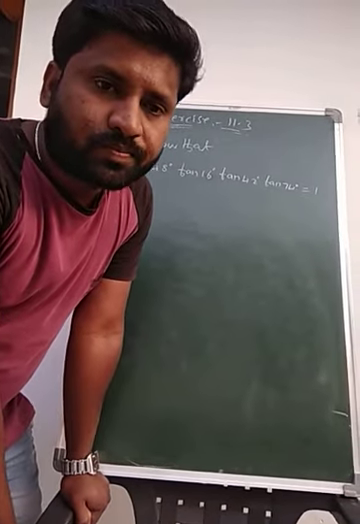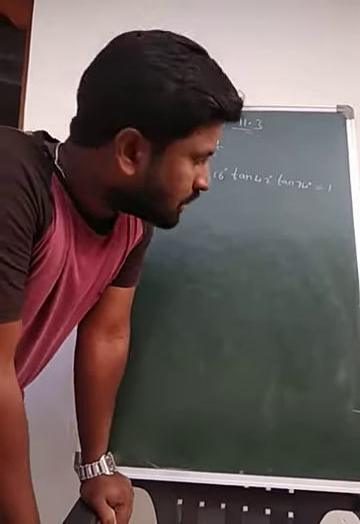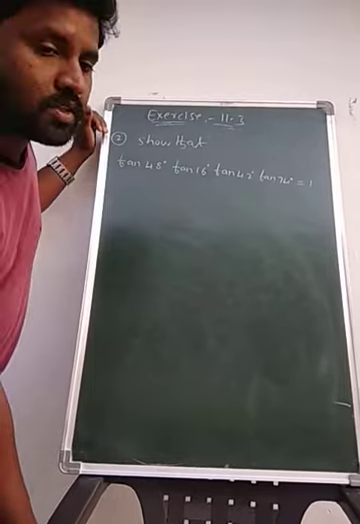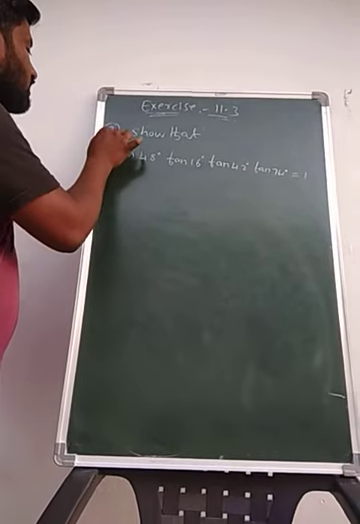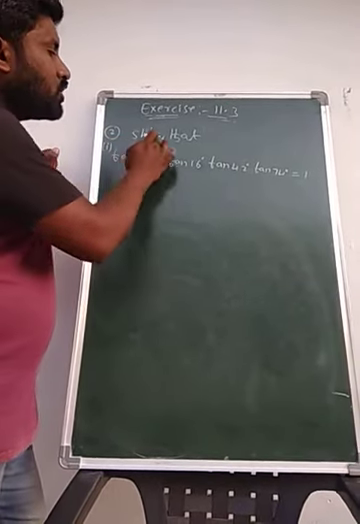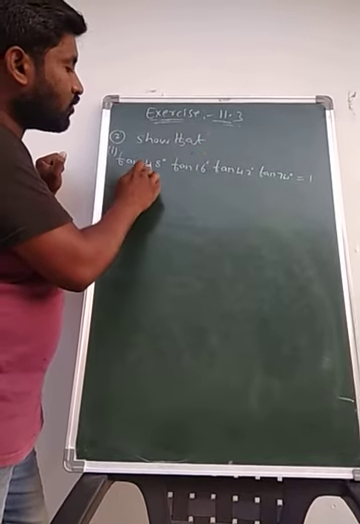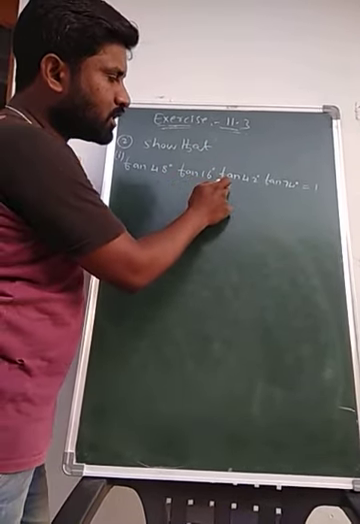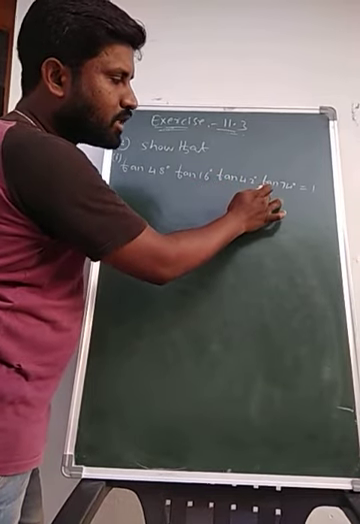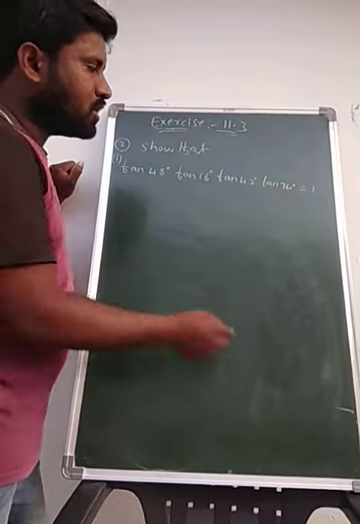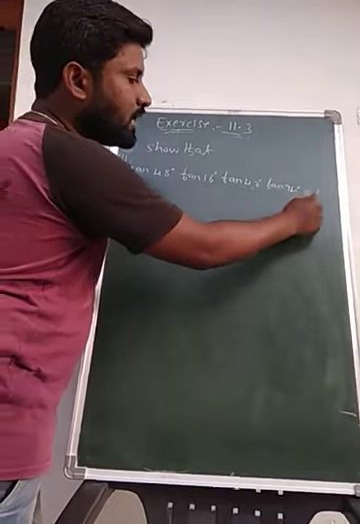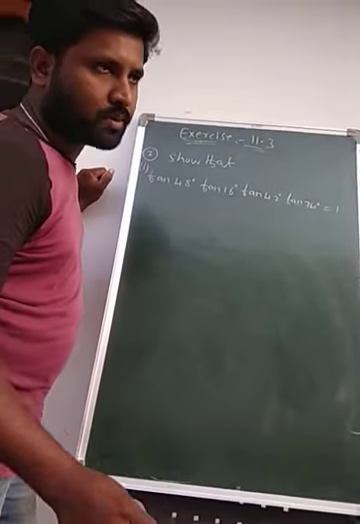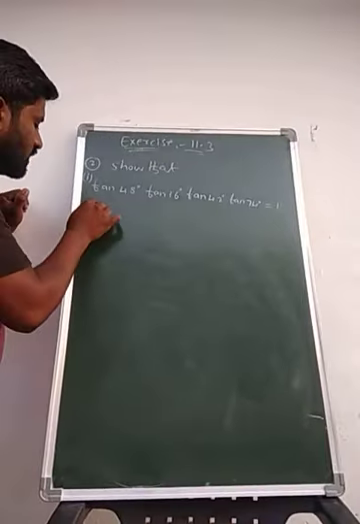Okay students, now question number 2. In that, the first one is given: show that tan 48 degrees into tan 16 degrees into tan 42 degrees into tan 74 degrees is equals to 1. So this is the LHS part and 1 is the RHS part.